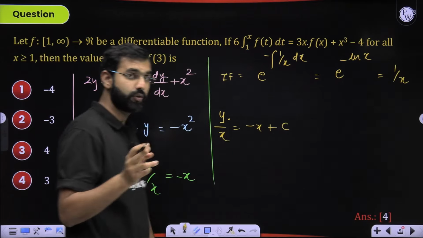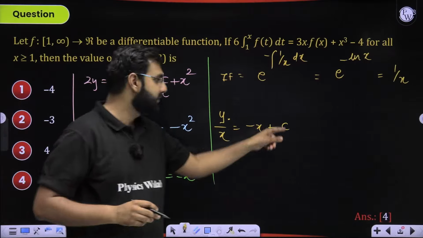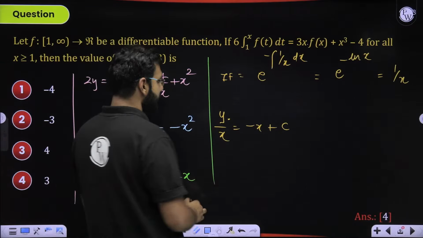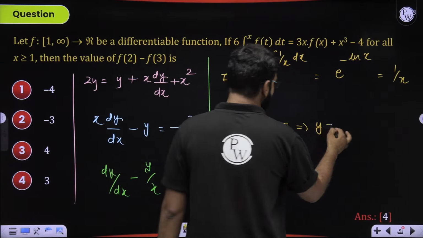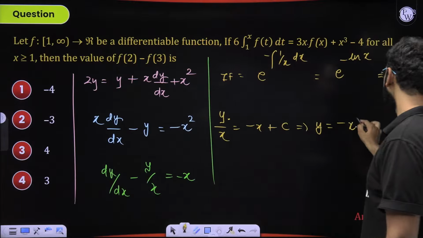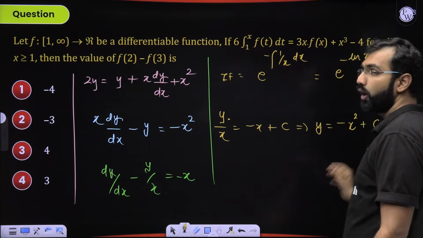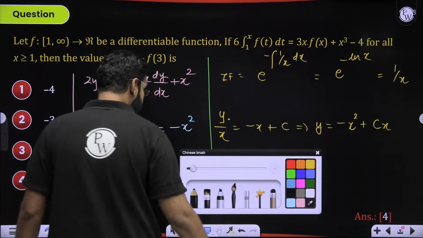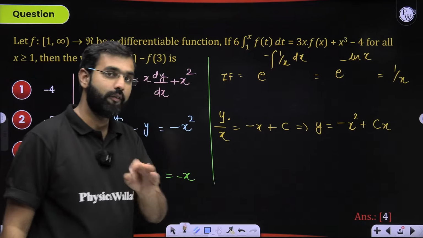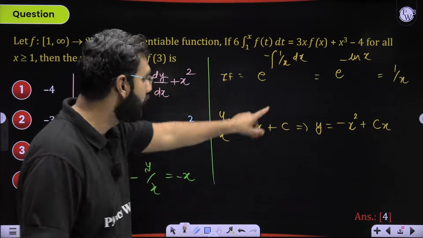But there is a catch. If you think, sir, f2 minus f3, the c will get cancelled. No, because here when you simplify, you receive y as minus x square plus cx. So you got to find this c. Now, how do we find c? Can you help me in the chat box? All the participants who are watching it live, can you help me?